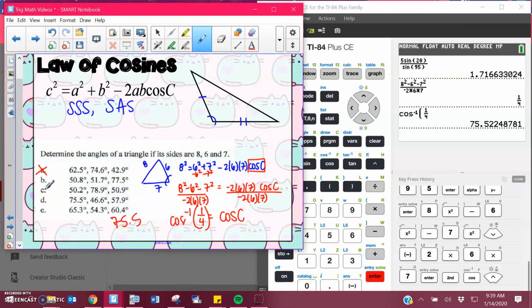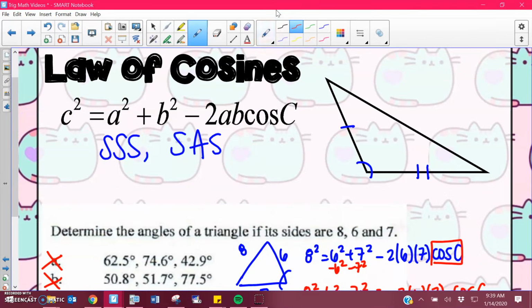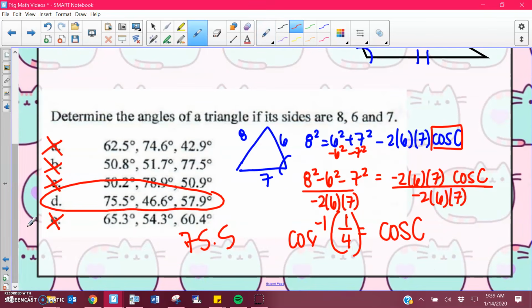75.5 is not an answer A. 75.5 is not an answer B. 75.5 is not an answer C. It is in D. And it's not an E. Hey, surprise, I got really lucky and I picked the one that only appeared in one answer. That's great. You could do this again in order to find another side.